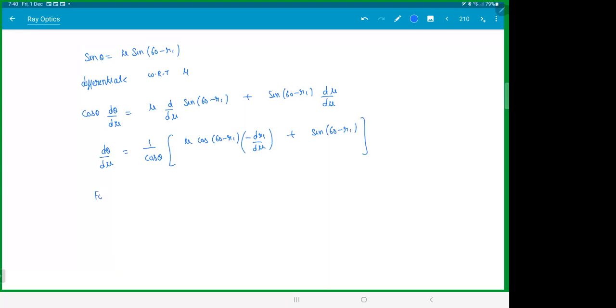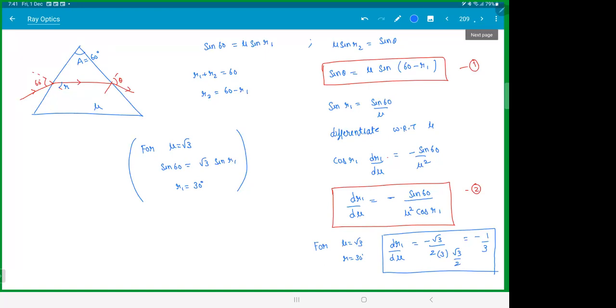Now, you wanted to find d theta by d mu when mu is equal to root 3 and R1 is equal to 30. And remember, theta is not 30. How much was theta? That also we have to calculate. Sine theta would be root 3 sine 60 minus R1, that will be sine 30. Theta was actually 60 for this value.